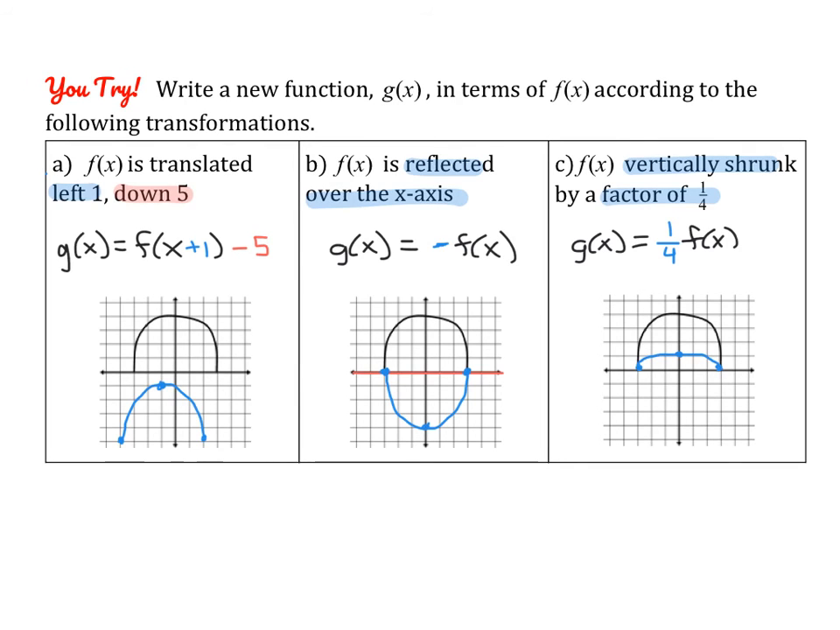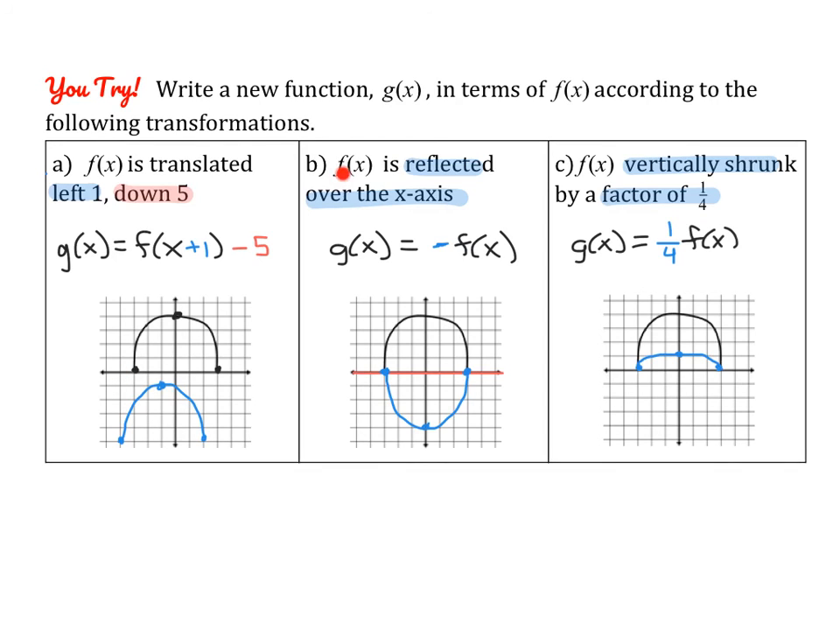All right, so let's check your work. So here in example A, we have translation, so we know we're going to be adding or subtracting. To go left 1, we actually add 1 to x. To go down 5, we subtract 5 from the entire function. And then our graph would look something like this. Just pick points that you know. So I would use this point, and this point, and then translate them accordingly.